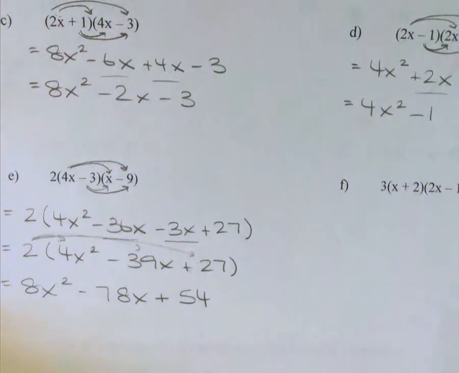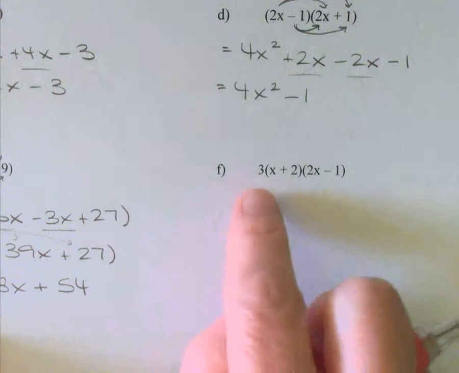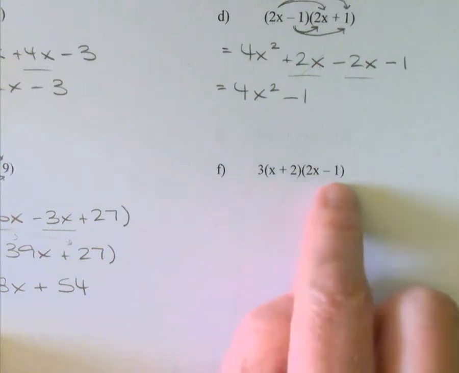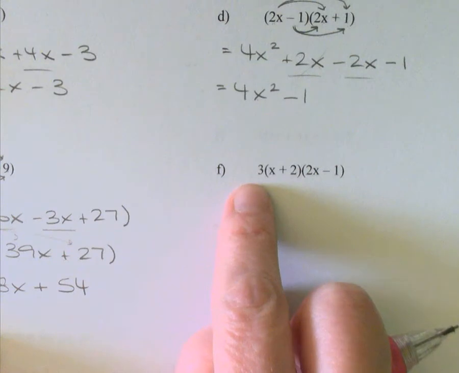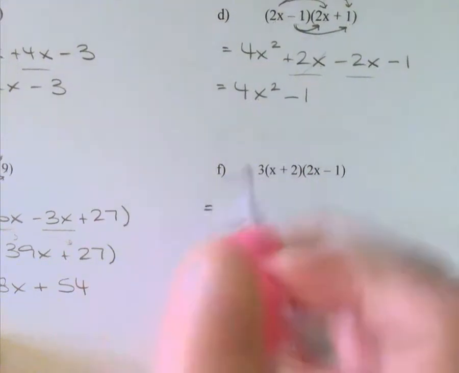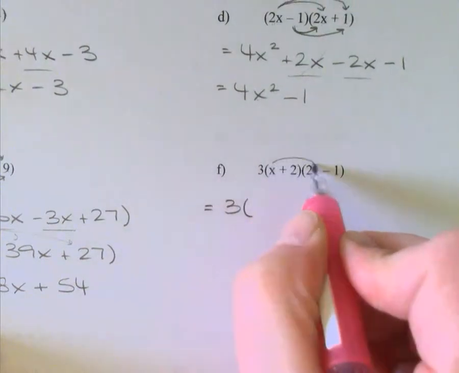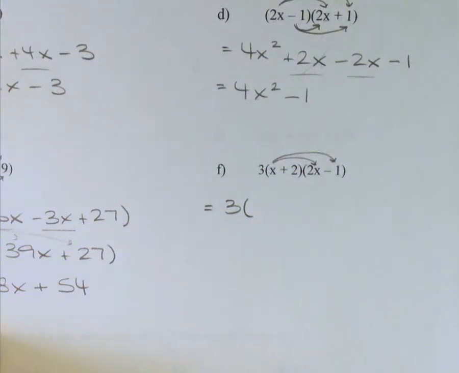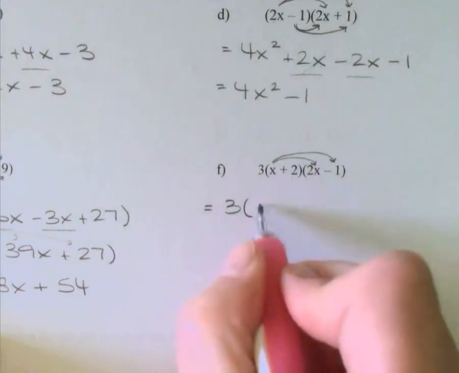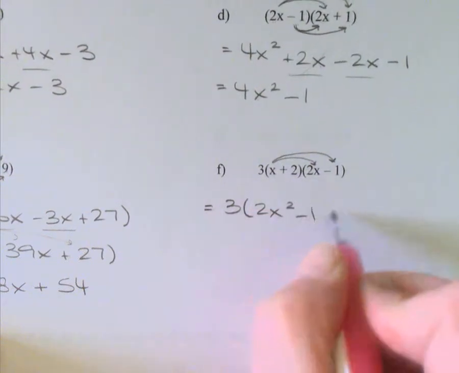Let's look at another one. Okay, so this again has a number in front, so I need to do the brackets first, and then I'll multiply by the number in front. So I'm going to put the number in front down, and then I'm going to put a bracket. So I'm going to multiply x with 2x and x with minus 1 first. So x times 2x is 2x squared, and x times minus 1 is minus 1x.